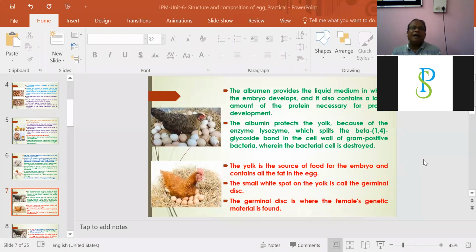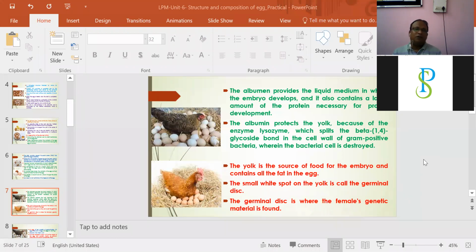The albumin provides a liquid medium in which the embryo develops. What is the role of albumin? Albumin provides the liquid medium for survivability of the embryo, and also contains a large amount of protein necessary for proper development of the embryo. The albumin protects the yolk.